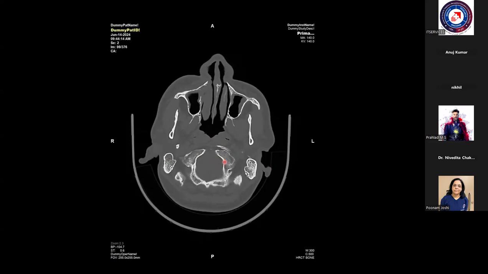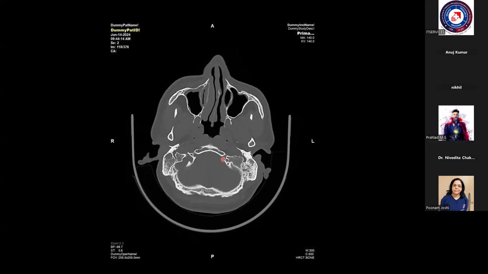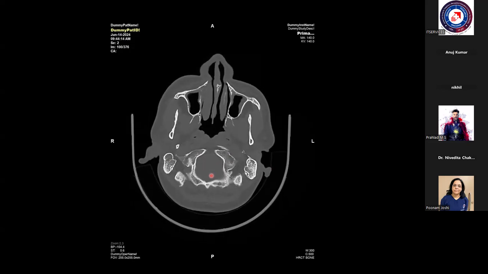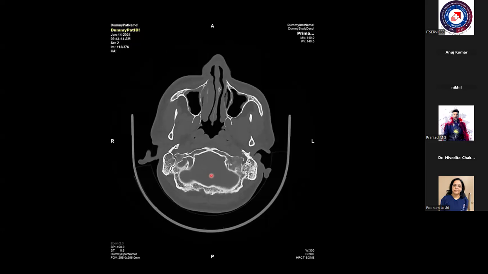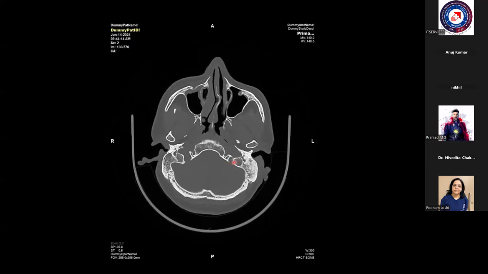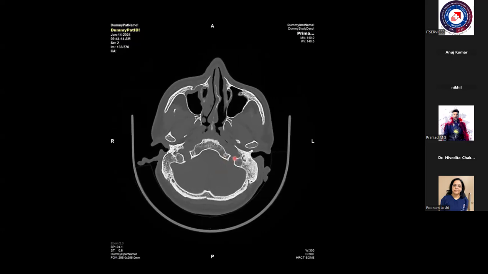Now as I'm coming above, just have a look at this gap over here. This gap is the hypoglossal canal. If I go further above, from below I'm coming, this is the hypoglossal canal. If I go above, again posterolateral to it, this is the jugular foramen. So below is the hypoglossal canal. Above, as I go laterally, posterolaterally, this is the jugular foramen.